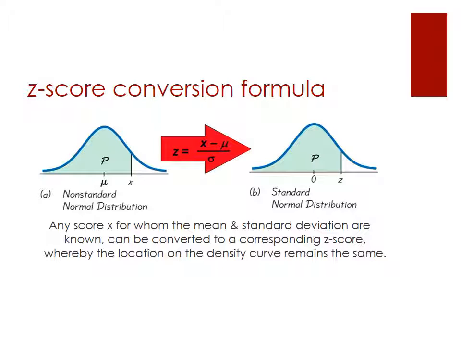The location on the density curve remains the same, which means the probability area under the density curve remains the same. Now, when we're using this calculation, we need to make sure we pay attention to our rounding rule, which here is 2 decimal points.